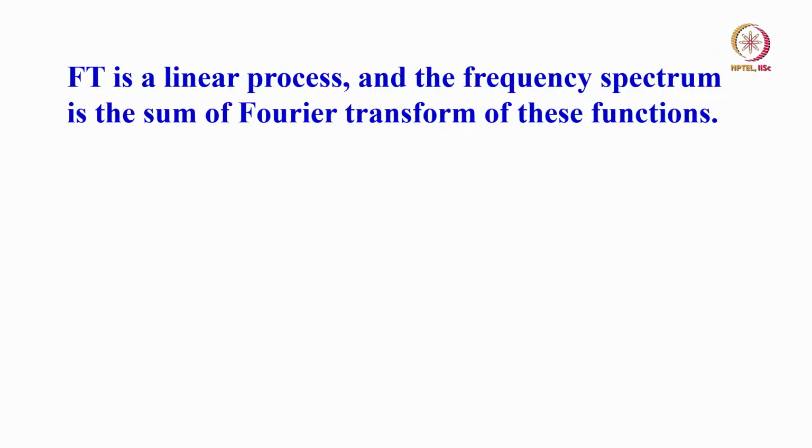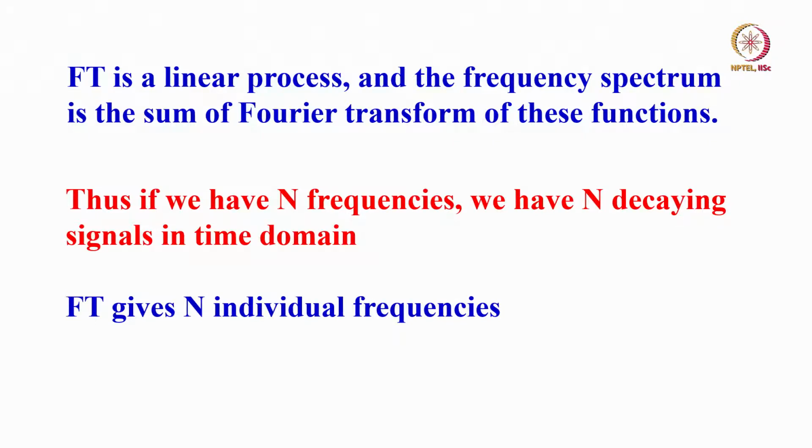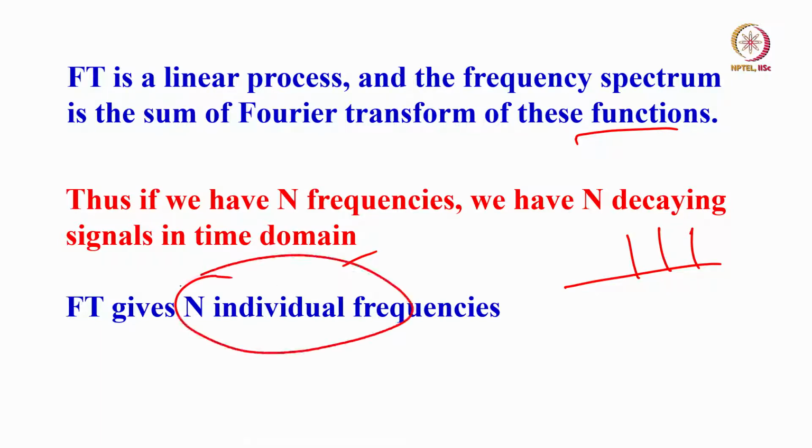Of course, this is what I said, FT is a linear process, and because of this, the sum of the Fourier transforms of these functions is the sum of the frequencies you see in the frequency domain also. If you have n frequencies, we have n decaying signals in the time domain. Let us say in the NMR spectrum there are 10 peaks. Each peak is different. 10 different frequencies are present. That means in the time domain signal there are 10 FIDs. They are overlapped. Each frequency corresponds to one decaying signal. And Fourier transformation gives n individual frequencies. This is the linearity theorem I explained to you.